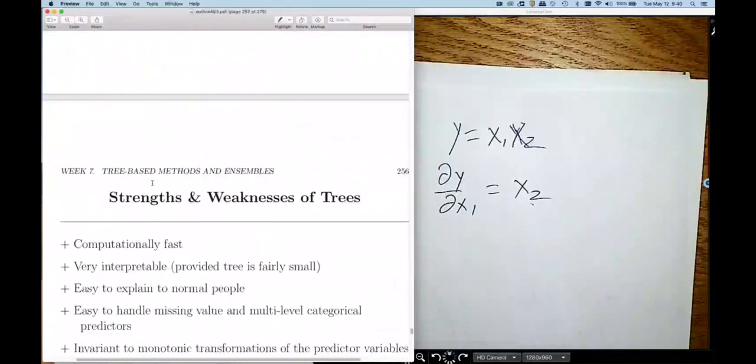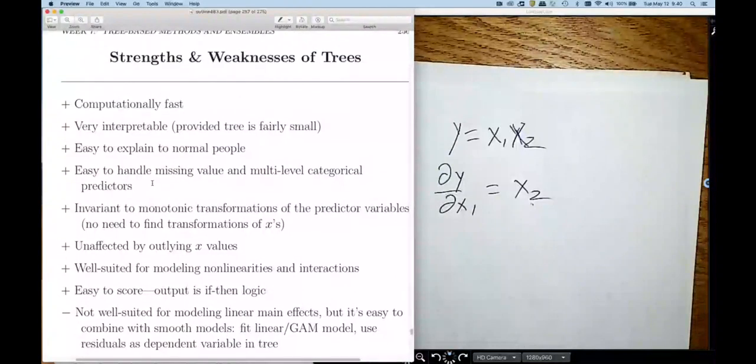All right, let me just summarize the strengths and weaknesses of trees. So trees tend to be very fast compared to more advanced machine learning methods that we haven't covered yet, like neural networks. So trees are going to fit very quickly. Neural networks will take a long time to train. So I'm going to say that's a strength of a tree.